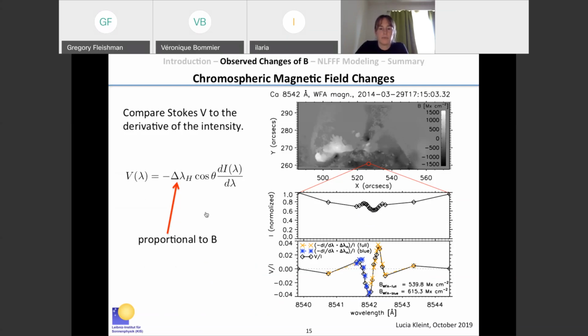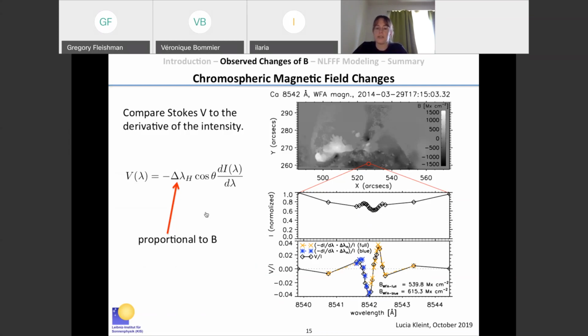What we can see here is we pick any pixel. In this case, we picked the pixel here in the black area of the magnetogram. And that pixel had a very deep absorption line, but some emission in the blue wing and some absorption in the line center. From that, we calculate the derivative of Stokes I and compare that with Stokes V, which is shown in the bottom plot. By scaling the derivative of Stokes I with a factor, we can determine the magnetic field. The formula is given on the left. So it's basically this Delta lambda H is directly proportional to the magnetic field value. That's all there is to the weak field approximation.